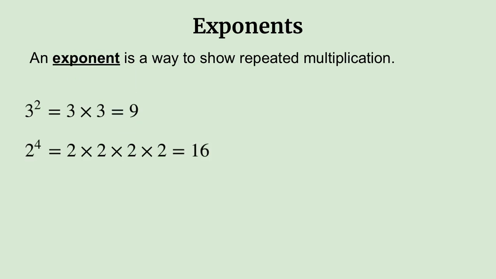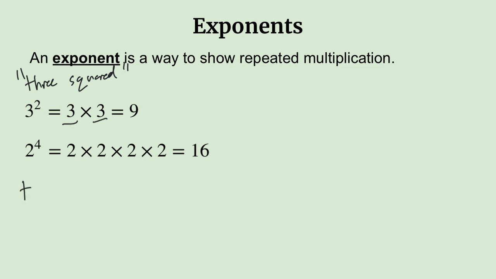Exponents are going to start showing up. All an exponent is is a way to show repeated multiplication. So you'll see the two examples here. This we would say as 3 squared, or 3 to the second power. 3 squared means you take 3 and multiply it by itself 2 times, so 3 times 3 equals 9.